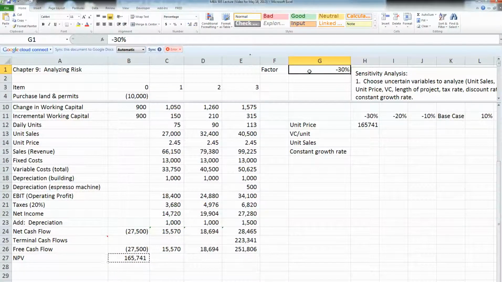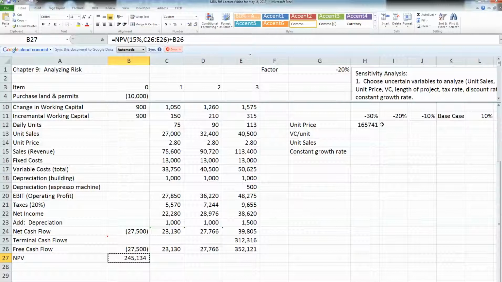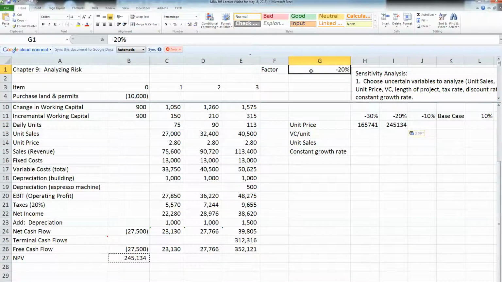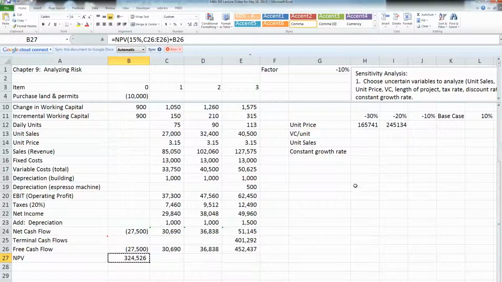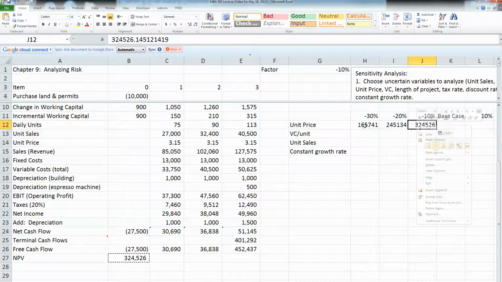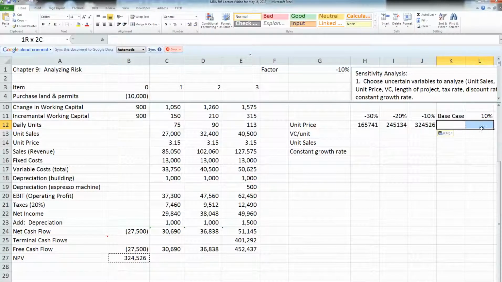And I can change this to minus 20%, copy my NPV, and paste values. Minus 10%, copy that NPV, and paste values. And I will finish the rest of it when the video's not recording, because I don't want y'all to have to watch me laboriously go through all of these, but I want to show you what to do next.